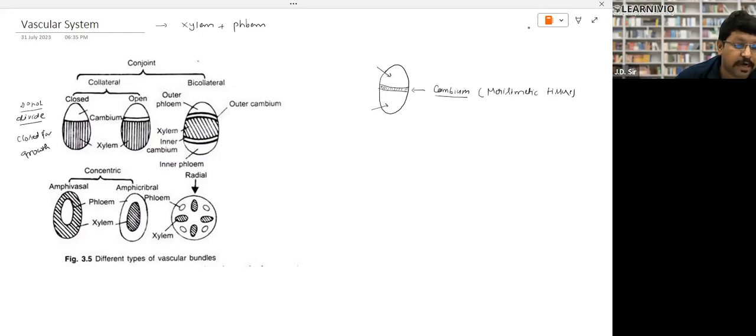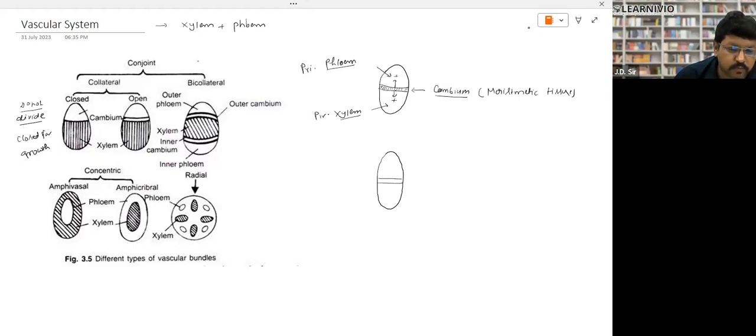So we already have xylem and phloem. This is the xylem and this is the phloem. The xylem and phloem which are already present from the start, we call primary xylem or primary phloem. What will happen when cambium divides? It will add cells on both sides, at both ends.